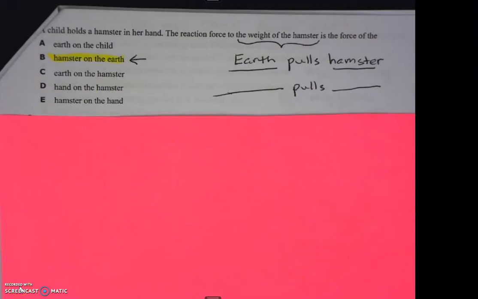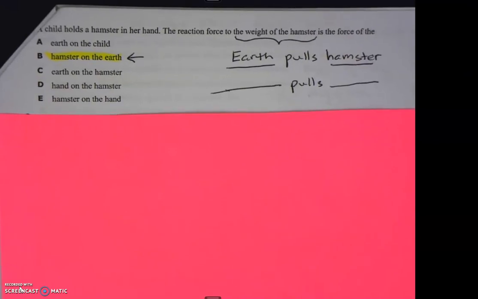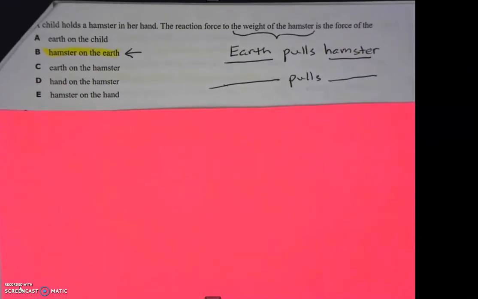Here we are going over a key for the recent forces test. It begins with a child holds a hamster in her hand. Now remember, your questions will be scrambled in terms of sequence, and the answer choices or alphabet letters for them will also be scrambled. So you want to look at the meaning rather than the alphabet letter.